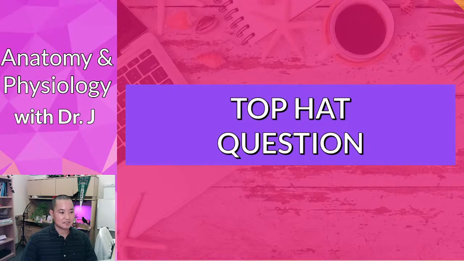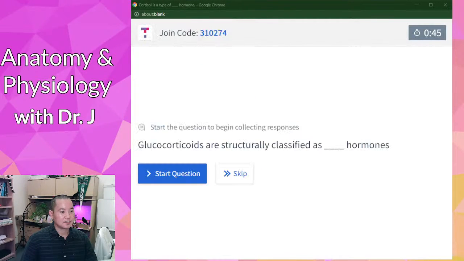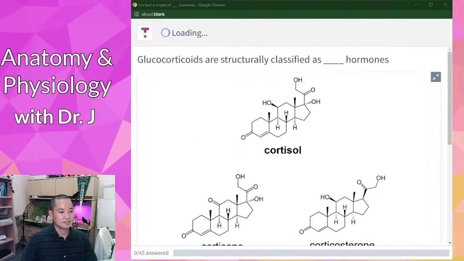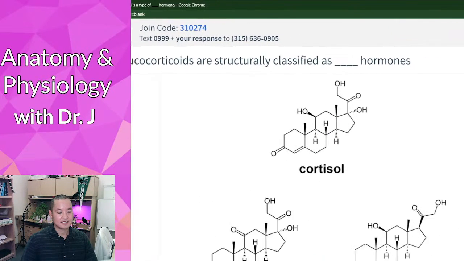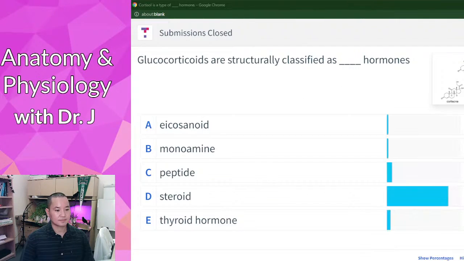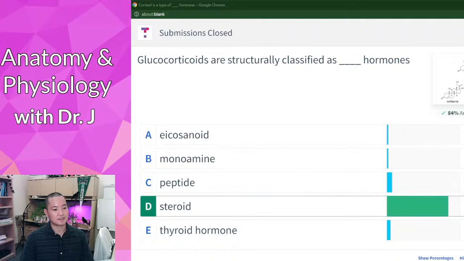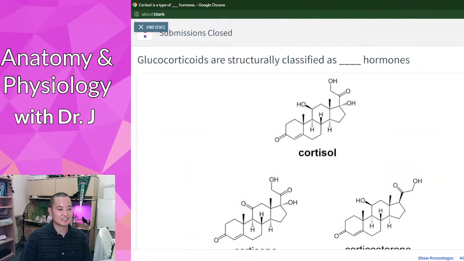Speaking of these structures, now let's do another question. So those were our glucocorticoids. What do you think they're classified as? Okay, let's see over here. Most of you said that they're classified as steroids, and most of you are correct. They are classified as steroids because, again, look at that classic 4-ring structure. Count them: 1, 2, 3, 4. Those 3 hexagons linked to a pentagon, so they are steroids.